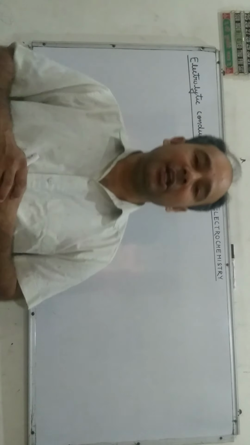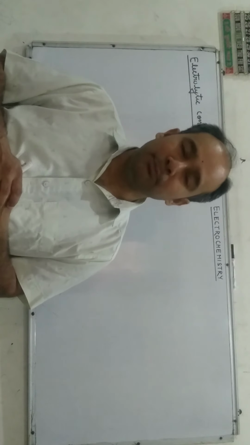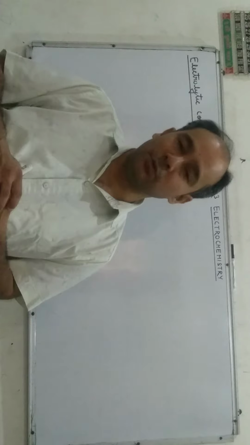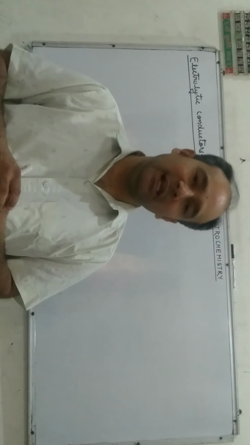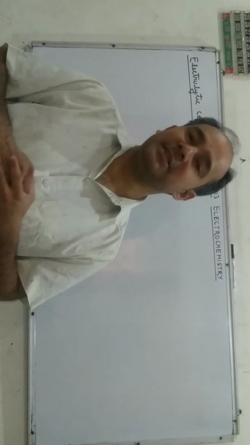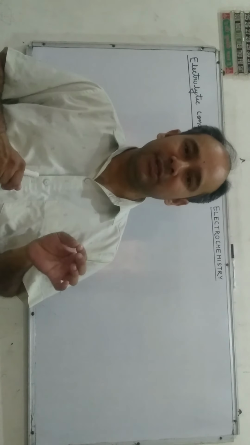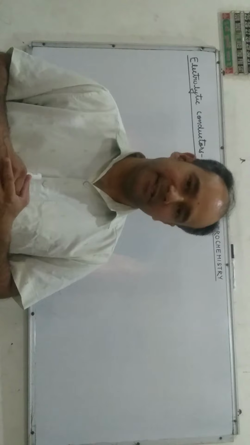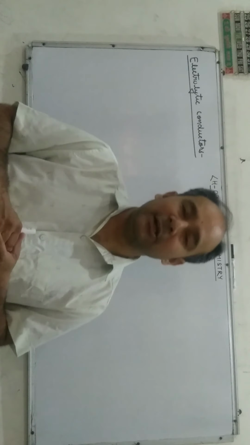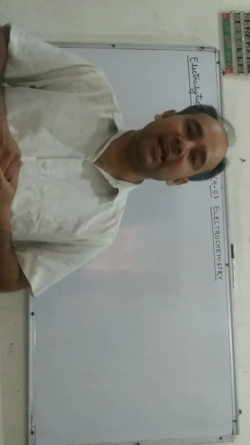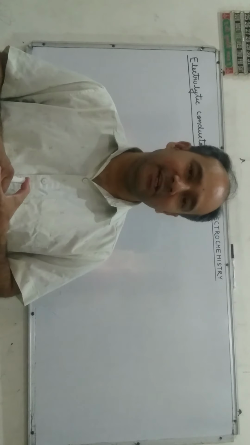Student, electrolytic conductors are those which undergo decomposition when electric current passes through them. They are also said to be electrolytes. There are two types of electrolytes. First is the strong electrolyte, which completely dissociates. Example: NaCl, KCl. And the second one is a weak electrolyte, which partially dissociates. Example: acetic acid, carbonic acid, etc.